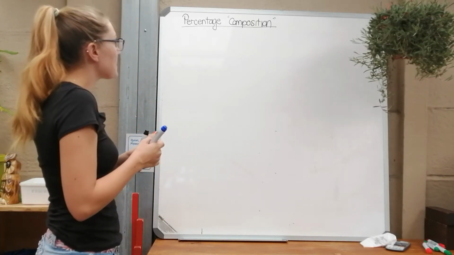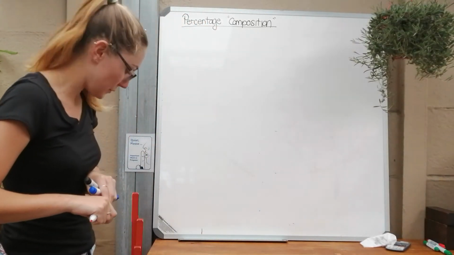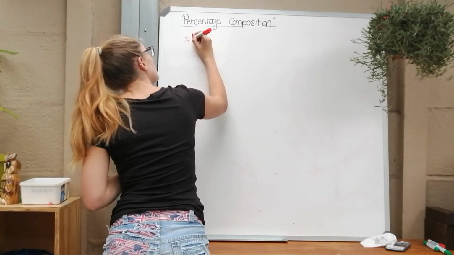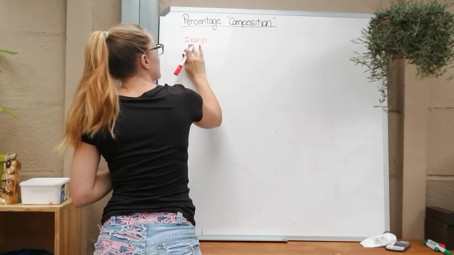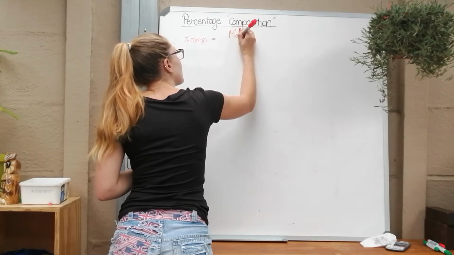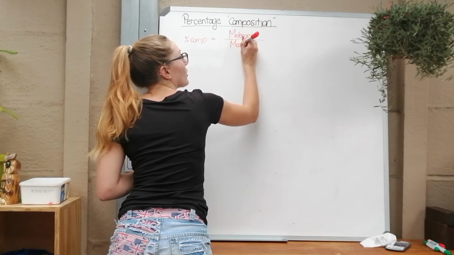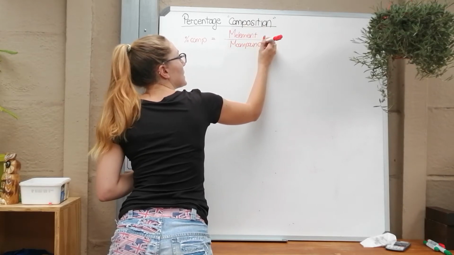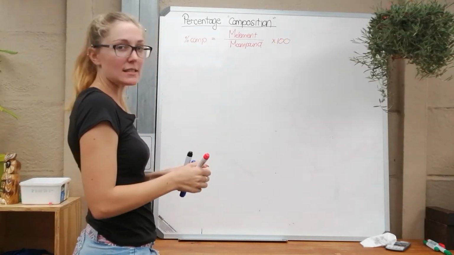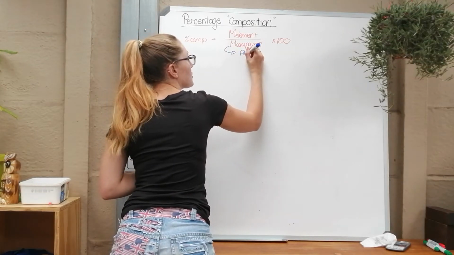For percentage composition, there is a formula that we use. This formula is not given on your formula sheet, so you have to learn it. The percentage composition of a specific element, whichever element we're after, is equal to the molar mass of that element divided by the molar mass of your entire compound, and because we're dealing with percentages, times 100. A quick reminder, these molar masses, these capital M's, we get off our periodic table.